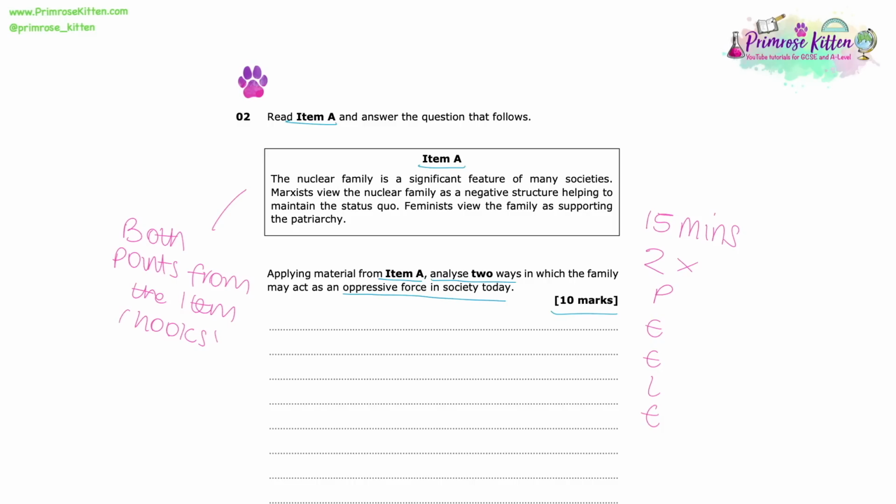If you don't use the hooks and you decide to just use your own knowledge, maybe you decide to use a different theoretical perspective when understanding if the family is an oppressive force, then you will be capped at around about 4, maybe at a push 5 marks out of 10.